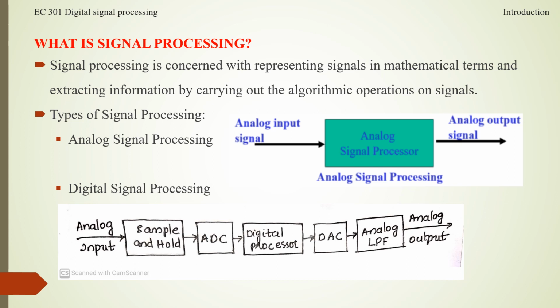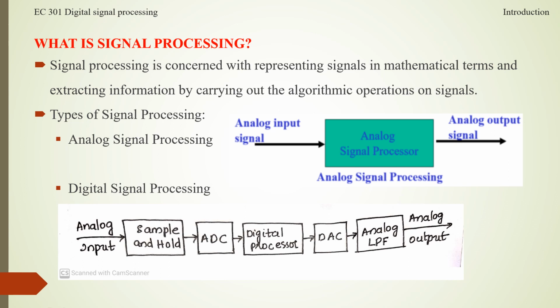Next, what is signal processing or why signal processing? Signals carry information, and the objective of signal processing is to extract information carried by the signal or to obtain the signal in a more desired form. Thus, roughly speaking, signal processing is concerned with the mathematical representation of signals and the algorithmic operations carried out on them to extract the information present. For example, noise filtering of a signal is an example of signal processing.